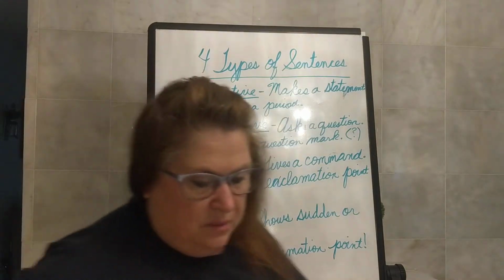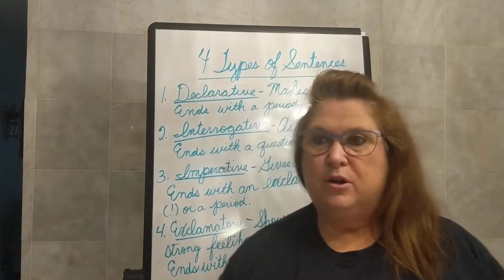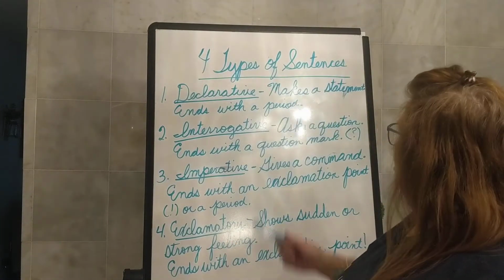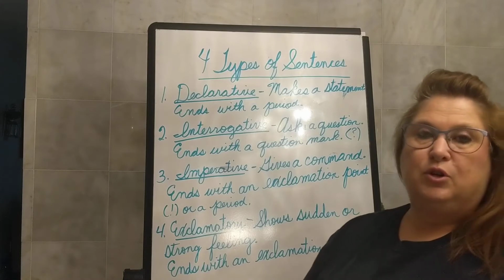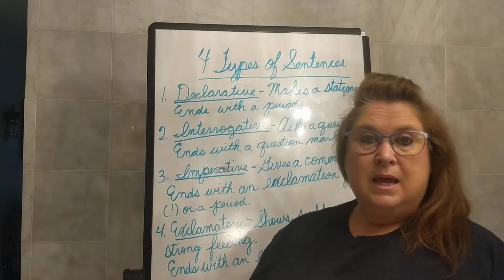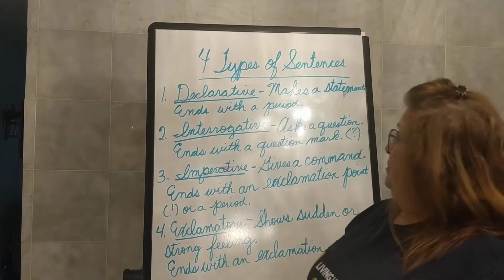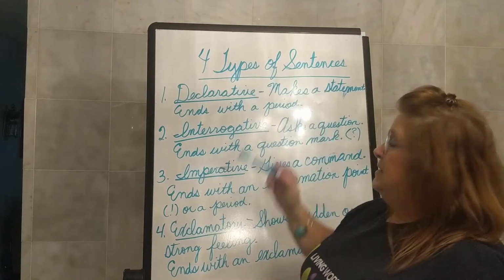This is language for September 1st. So today we are talking about the 4 kinds of sentences. So there are 4 types of sentences. I would like for you to get out a clean sheet of paper, label it language notes, name and date, skip a line and write 4 types of sentences.